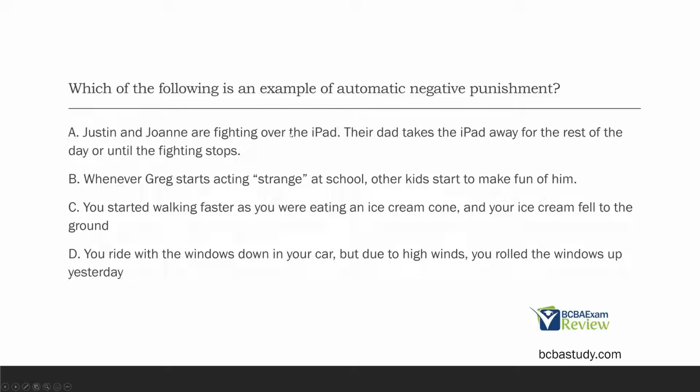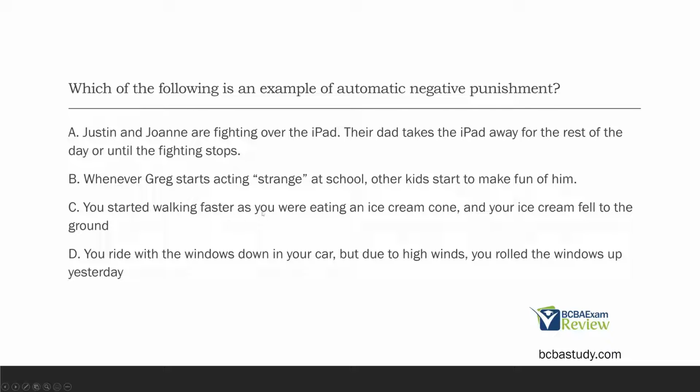A, Justin and Joanne are fighting over the iPad. Their dad takes the iPad away for the rest of the day or until the fighting stops. All right, so we did remove something. He's attempting to punish them, but it's social. So we can't pick this one because we're looking for automatic, not socially mediated. B, whenever Greg starts acting strange at school, other kids start to make fun of him. Why can't we pick this one? Well, first, it's positive because we're adding the making fun of him, right? Plus, it's socially mediated, so it's wrong on 2 accounts.